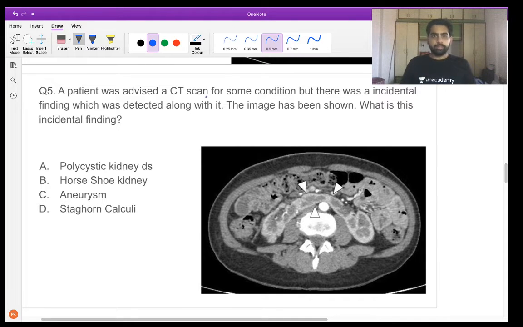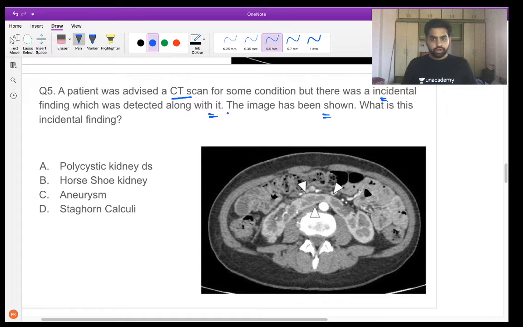Right, so here there is a patient who was advised a CT scan for some other condition, but there was an incidental finding detected along with it. So the image has been shown. What is this incidental finding? Can you tell me what is this incidental finding which you see on this particular image?